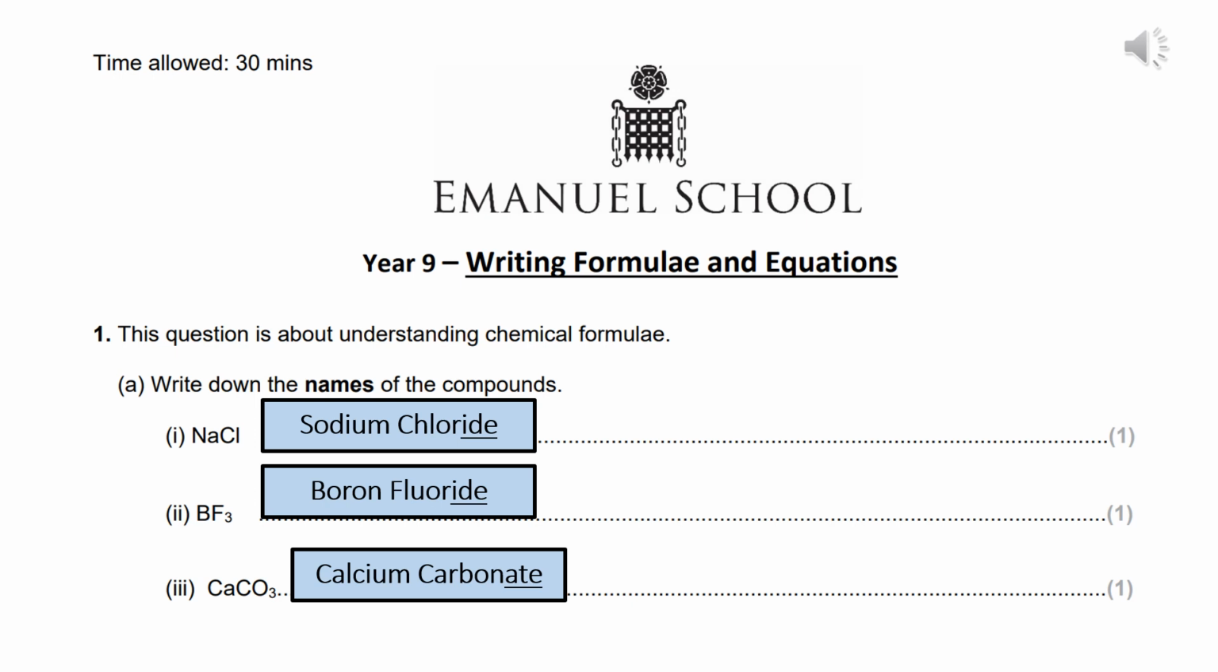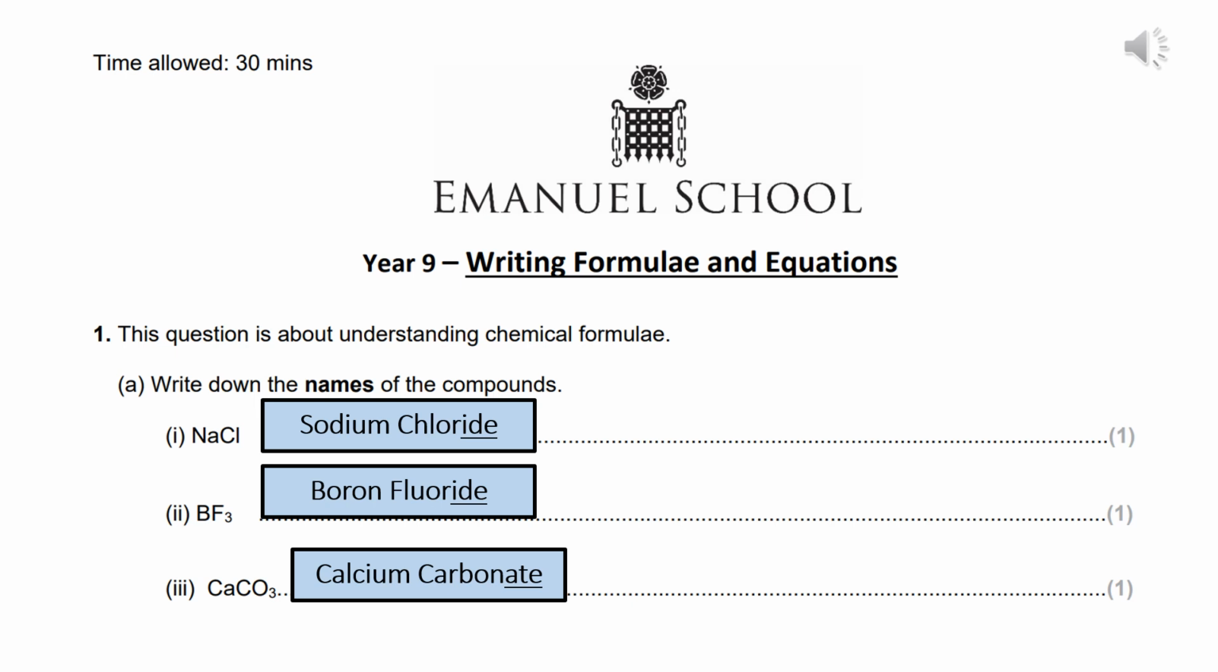Hello, Year 9. So we're going to go through the writing formulae and equations test that you did last week. So please make sure that you're going through it with a green pen and you're writing down the corrections on the paper as well.